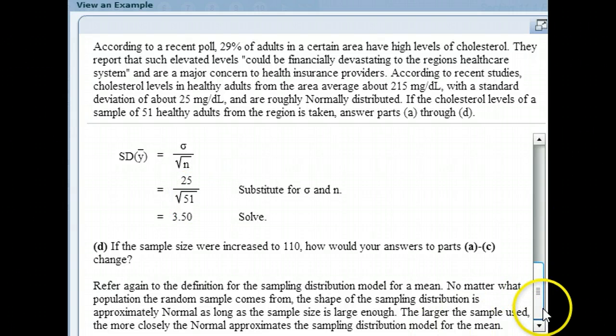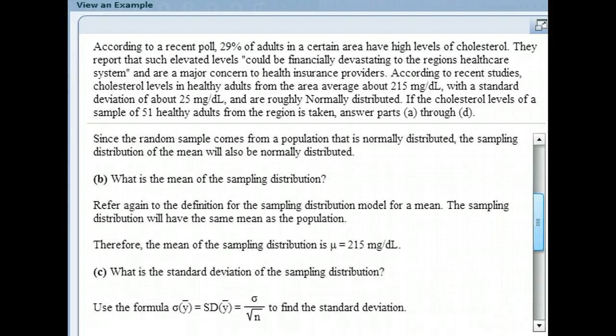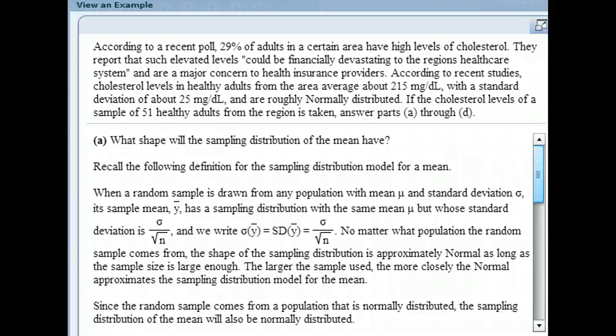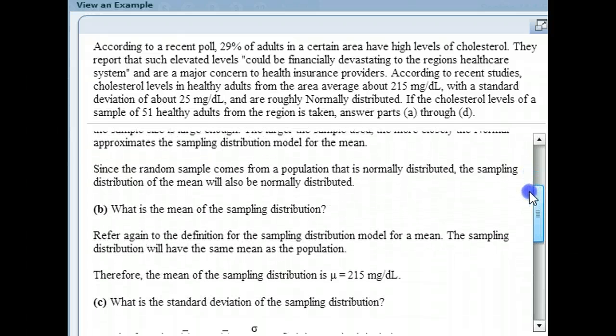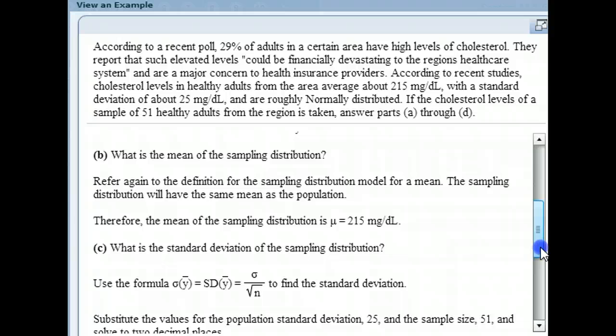The last part is asking you to get a sense of, if we increase the sample size to 110, what would be the difference in answers A to C? Now real quick, remember that the sampling distribution will have the same shape as the population as long as the sample size is large enough. So increasing it from 51 will have it get even closer to being normally distributed, so it's not going to cause a change. Part B, the mean will always be the mean of the population. So the mean of the sample will always be 215.